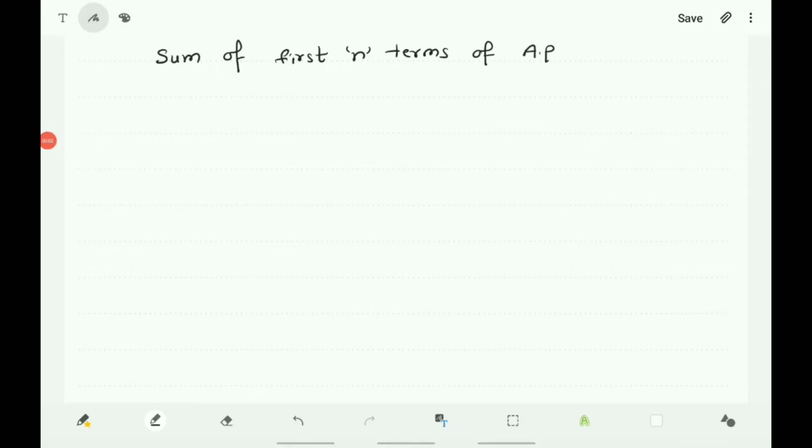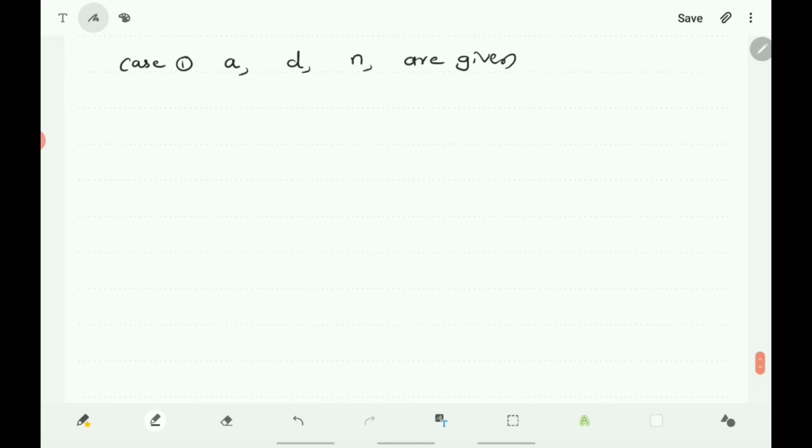Children, let us discuss the sum of first n terms of an AP. Here there are some formulas to find the sum of first n terms of an AP. Let us consider case 1. If the first term A, common difference D, and number of terms n are given, then the sum of first n terms of the AP is S equals n by 2 into 2A plus n minus 1 into D.